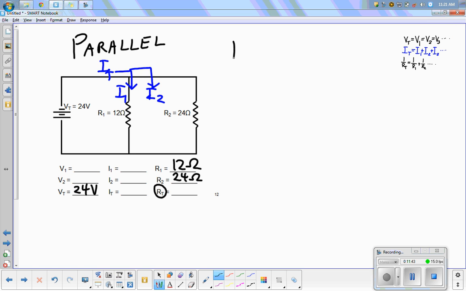We've got 1/12 and 1/24. Now instead of plugging this into my calculator, I'm going to do a little mental math here. We know that 1/12 is the same as 2/24.